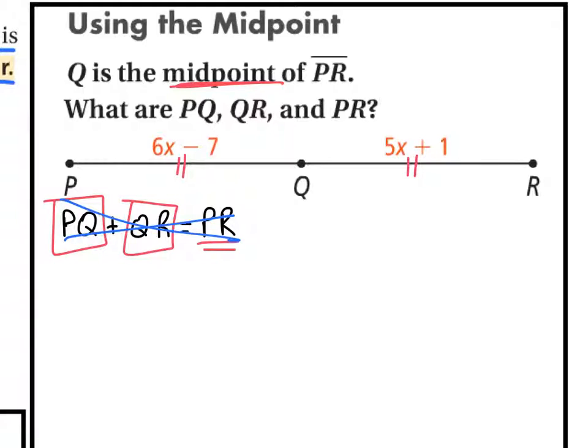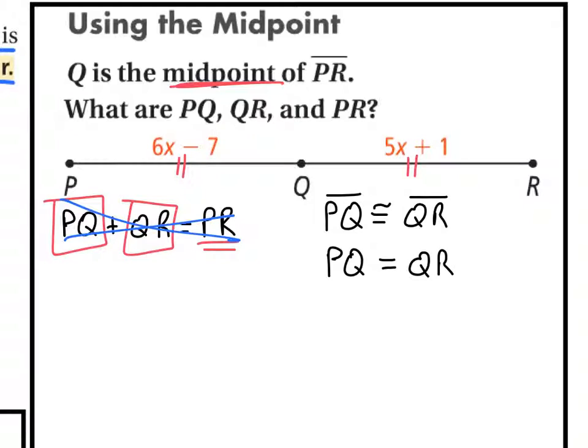Which now means if line segment PQ is congruent to line segment QR, we know the length of PQ is equal to the length of QR. You guys agree with that? Well, then right there is our equation we can use. We can't use the segment addition postulate, but we can use the equation that PQ equals QR. So 6x minus 7 equals 5x plus 1.